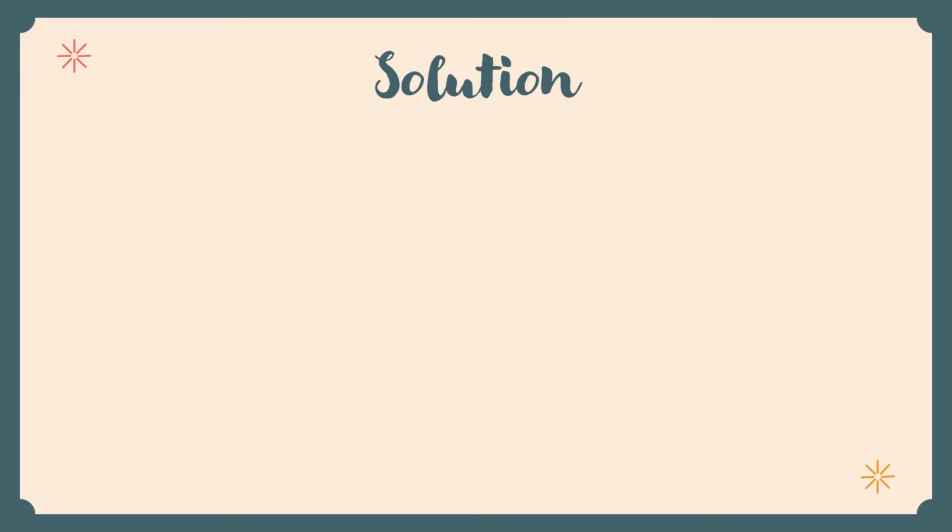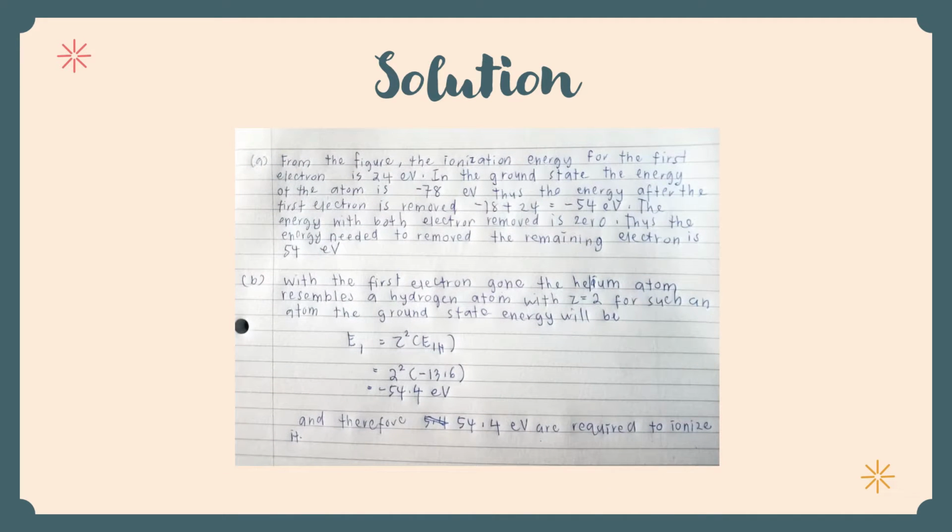So, the solution for this question is, for A, from the figure, the ionization energy for the first electron is 24 electron-volt. In the ground state, the energy of the atom is negative 78 electron-volt. Thus, the energy after the first electron is removed is negative 78 plus 24, which equals negative 54 electron-volt. The energy with both electrons removed is 0. Thus, the energy needed to remove the remaining electron is 54 electron-volt.